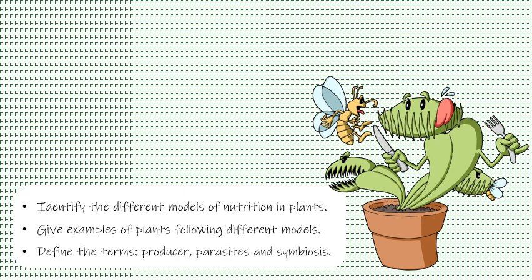Define the terms producer, parasite, and symbiosis. Producers are green plants that can produce their own food. Parasites are organisms that steal or draw nutrients from other organisms and they may harm them. Symbiosis is a relationship that happens between two organisms to help them get their needs.